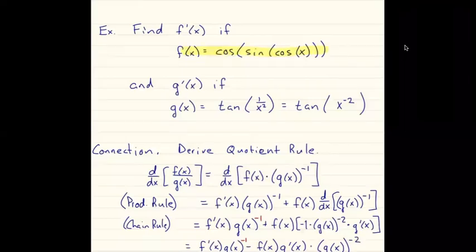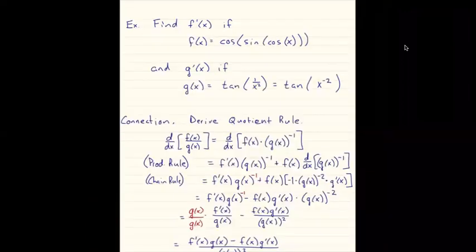Find f prime of x of this function. So we have 3 layers again, cosine of sine of cosine x. You could move through this with that differential operator: the derivative of the outer one applied to this function, times the derivative of this function applied to this function, times the derivative of this function at x, right? And we finally get to x as the argument of that third one. By the way, we could multiply by the derivative of x at the very end, but the derivative of x is just 1. So that's sort of an unnecessary step in the chain rule. It's kind of always been there for us.